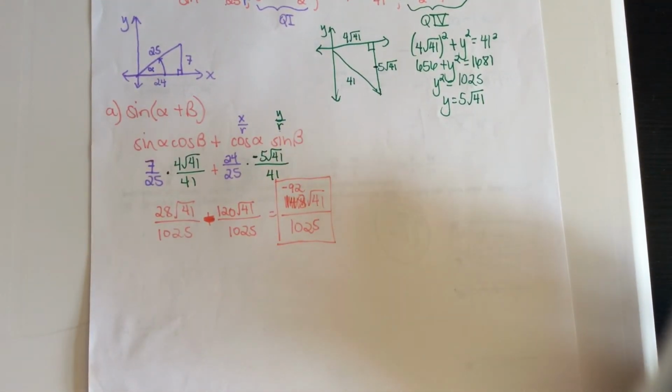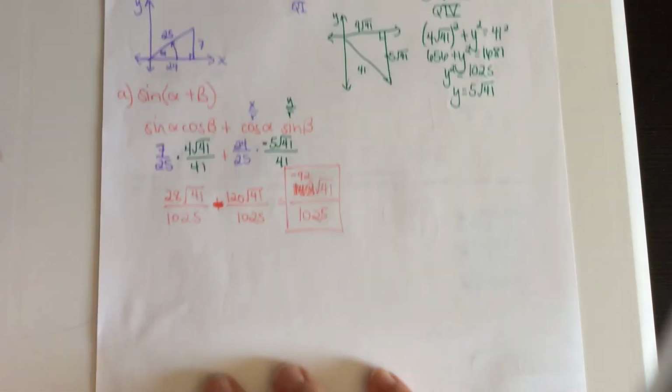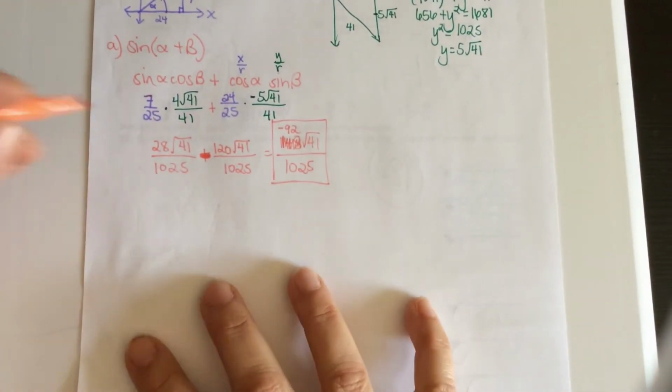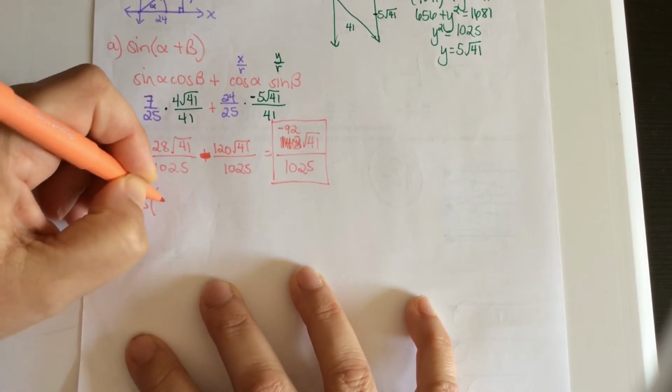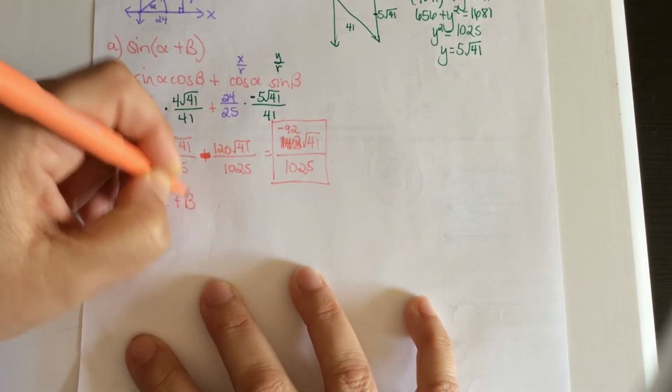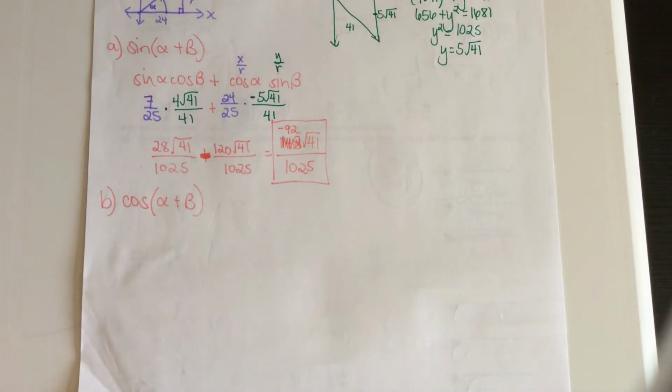Okay, let's do one more of these. Actually, we should do 2 more. Let's do a cosine and a tangent. So let's do, where are we at in time? Okay. Let's do cosine of alpha plus beta. So again, we need the song.